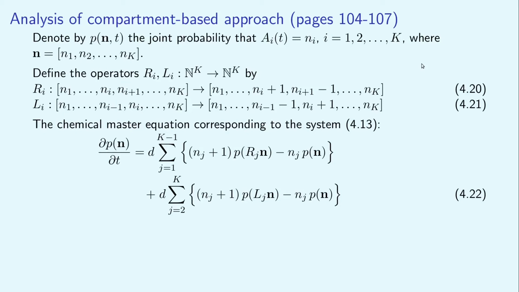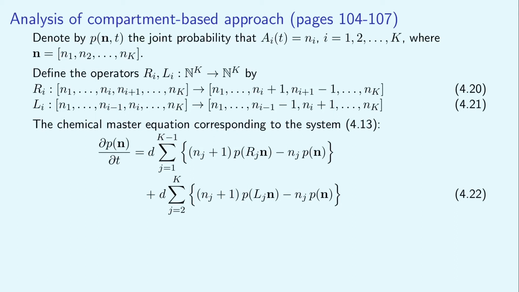Since the compartment-based approach is formally written as a chemical reaction system, we can use the chemical master equation to analyze it. The chemical master equation describes the time evolution of the probability mass function P, where P(N, t) is the joint probability that there are N_i molecules in the ith compartment at time t. Here, bold N is the k-dimensional vector, where k is the number of compartments.